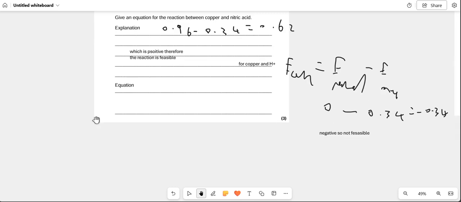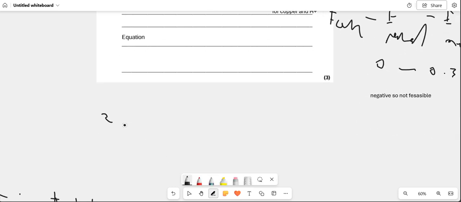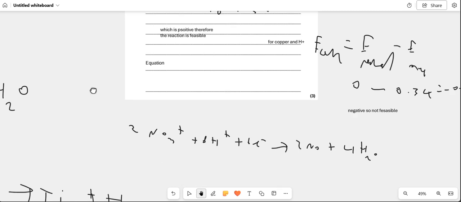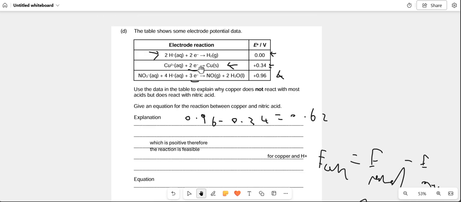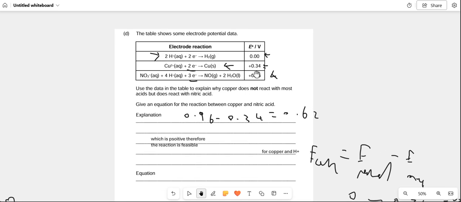So times the bottom one by 2, that's going to be 2NO3 minus plus 8 H plus plus 6 E minus gets you 2NO plus 4 H2O. So that's timesing the nitric acid equation by 2. And then this is going to be going backwards. Remember, this is going forward, that's going backwards because it's smaller. So Cu2 plus plus 2E minus to Cu, we're going to go the other way. So Cu is going to go to Cu2 plus, and we're going to times that by 3.